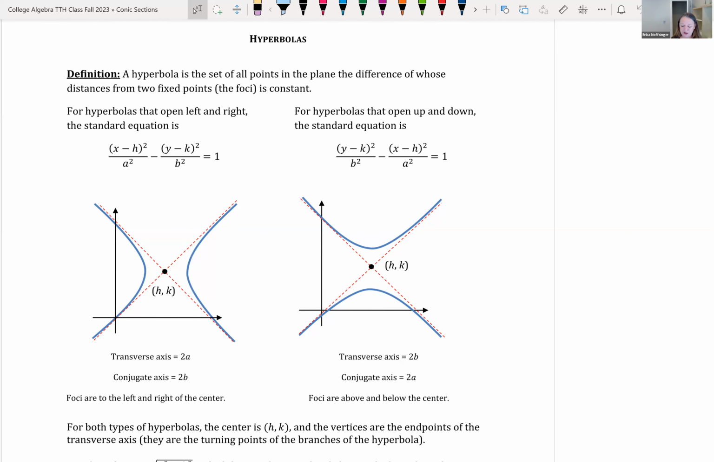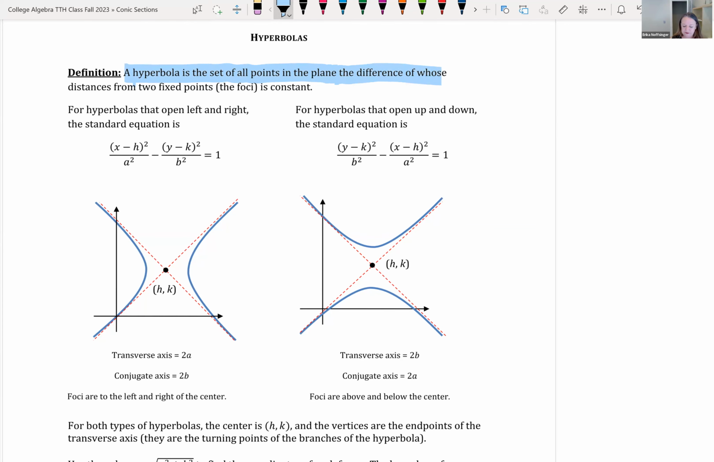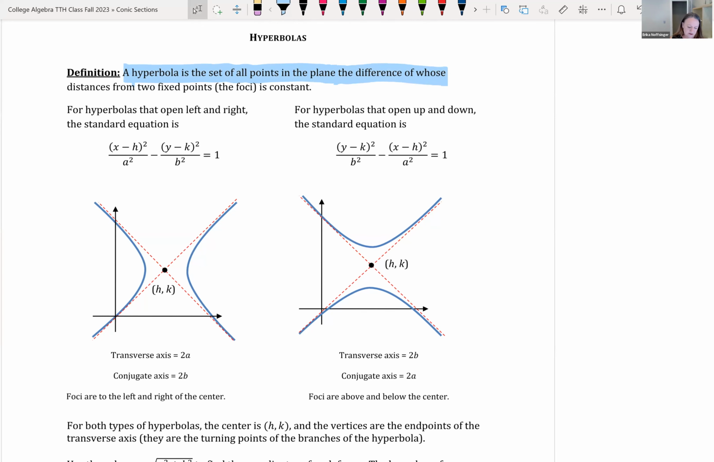So we're looking at our last conic section, which is a hyperbola. A hyperbola, by definition, is a set of all points in a plane where the difference of whose distances from two fixed points, the foci, is a constant.